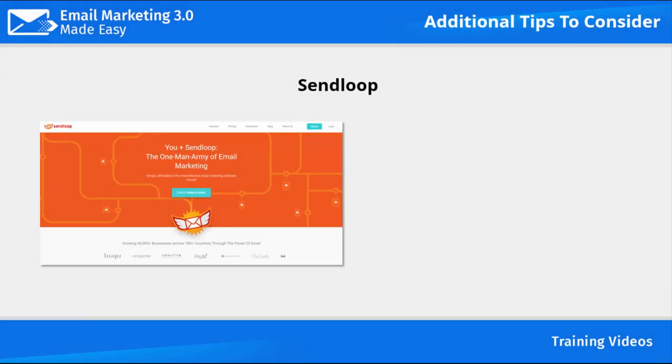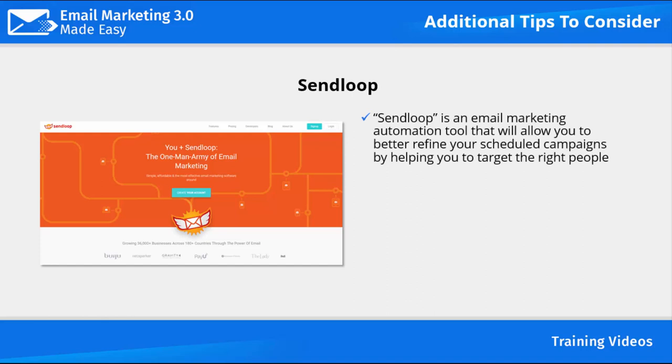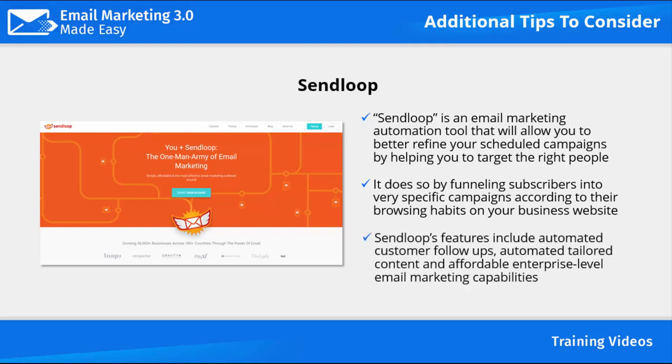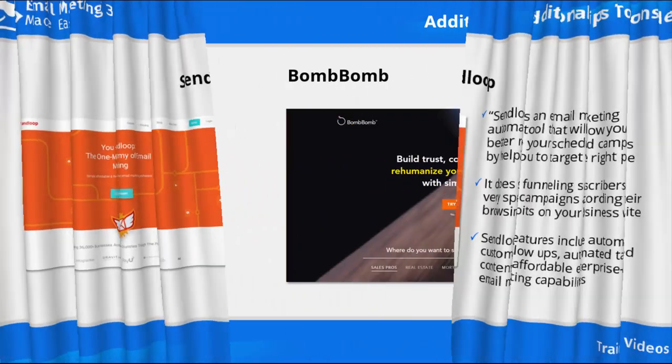It provides users with a simple email creation process, testing and optimization features, automated deployments, and security. SendLoop. SendLoop is an email marketing automation tool that will allow you to better refine your scheduled campaigns by helping you to target the right people. It does so by funneling subscribers into very specific campaigns according to their browsing habits on your business website. SendLoop's features include automated customer follow-ups, automated tailored content, and affordable enterprise-level email marketing capabilities.